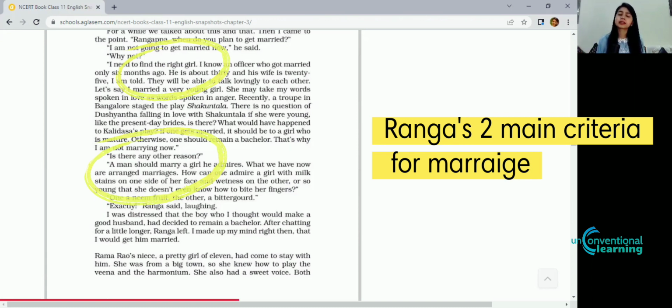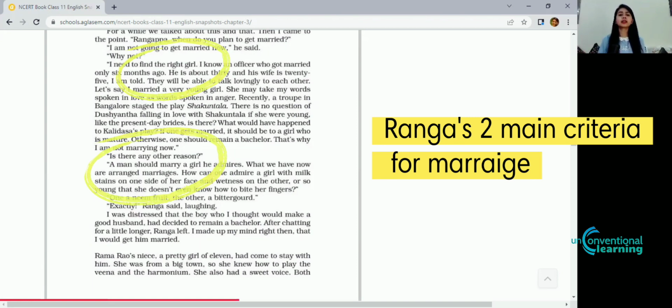Second criteria जो रंगा रखता है वो है the boy should admire the girl. ऐसा नहीं है कि सिर्फ सुंदर दिख रही है so I get married to her. There should be some quality which the boy should admire, which the boy should like. And what is admiring? Admiring is loving someone with respect. You admire your mother because she does a lot of work. You admire your father. You look up to your father. You admire your teacher. So Ranga का जो दो main criteria था, पहला था that उसको सही लड़की मिलनी चाहिए, एक लड़की जो mature है. Second, he should admire the girl.